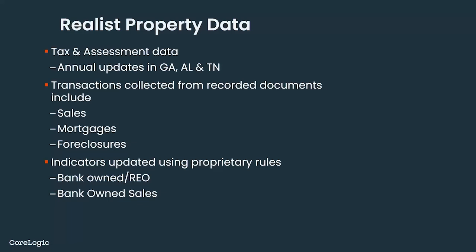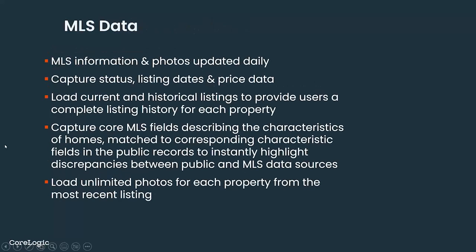We even use some indicators using some proprietary rules. We'll show you when a property is owned by the bank. We can show you when a property has sold to a third party by the bank as well, including those foreclosures. So foreclosures and distressed properties, also great information that we can provide to you within Realist.